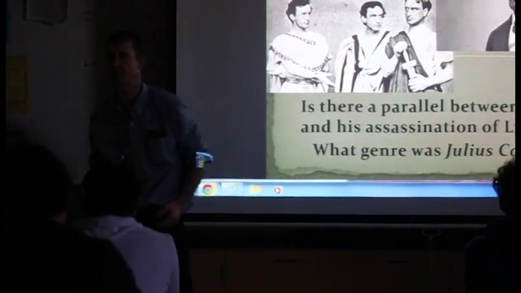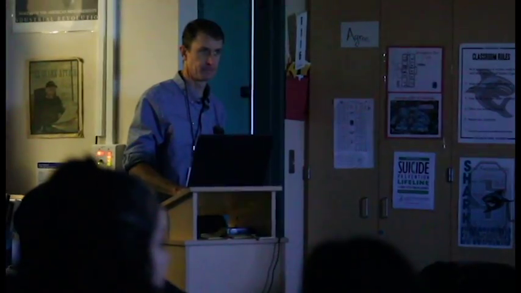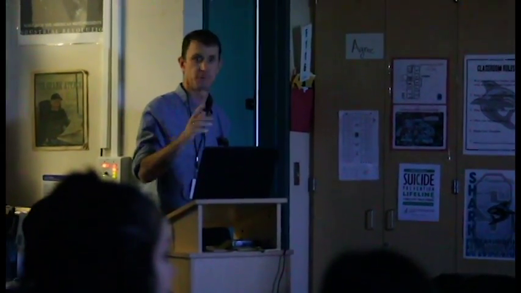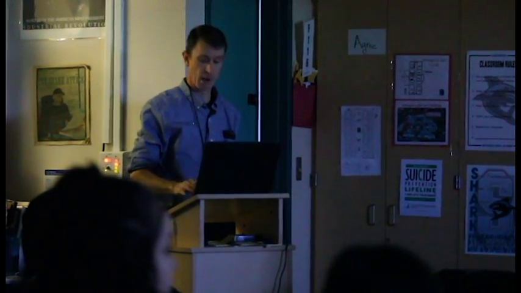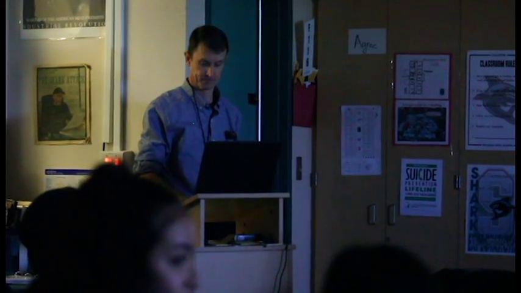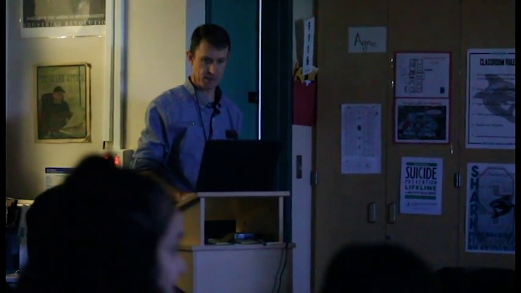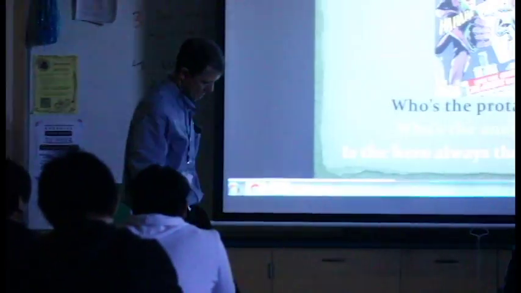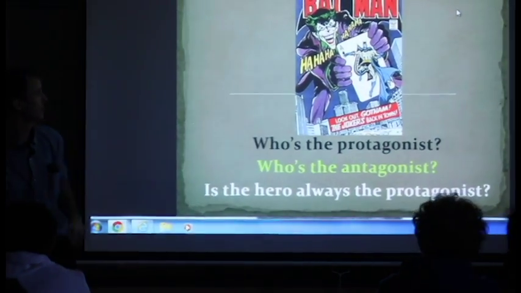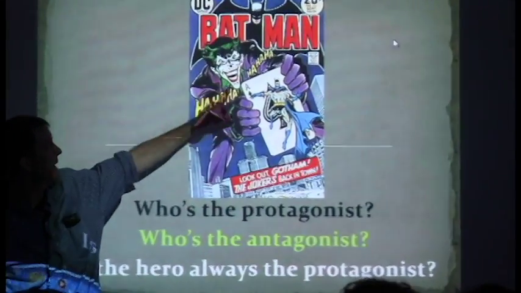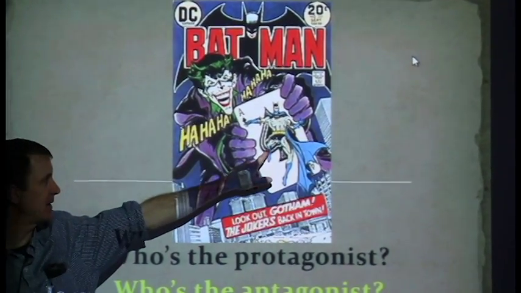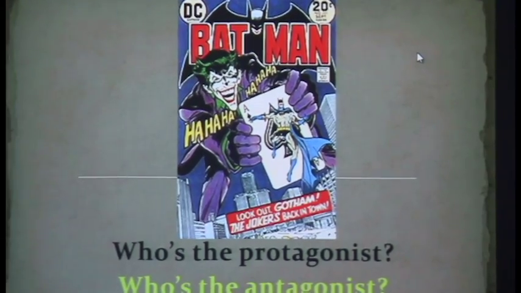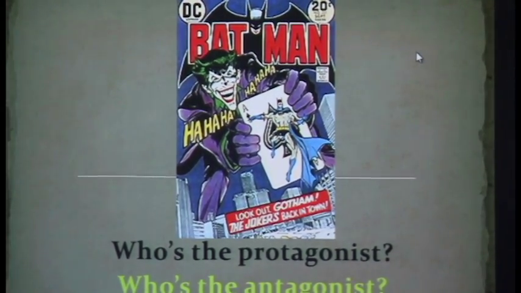What genre was Julius Caesar? Melodrama, okay. And in drama, oftentimes there's what? Death. Yes, tragedy. Okay. All right, so we have the protagonist and antagonist. I think we might know who the protagonist and antagonist are. Who's the antagonist here? Right here. And protagonist. Okay, so the question is, is the hero always the protagonist?